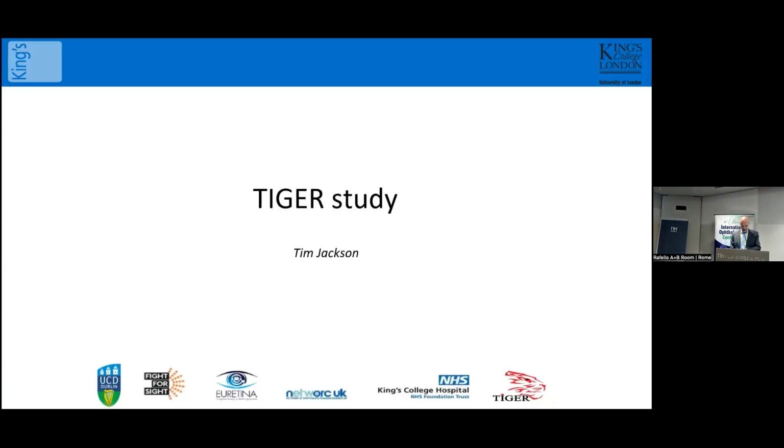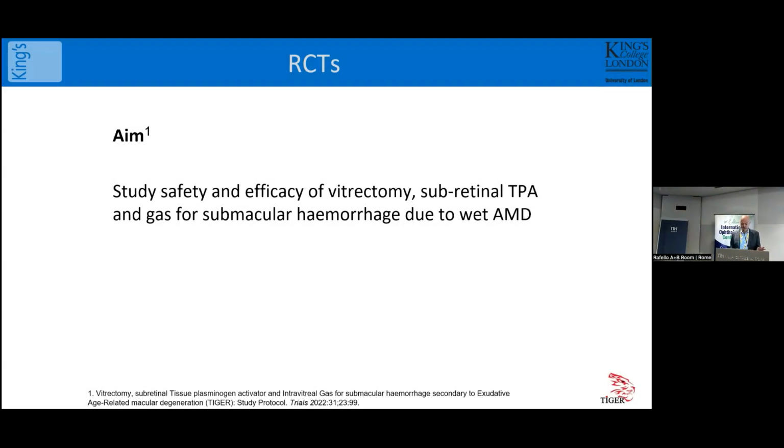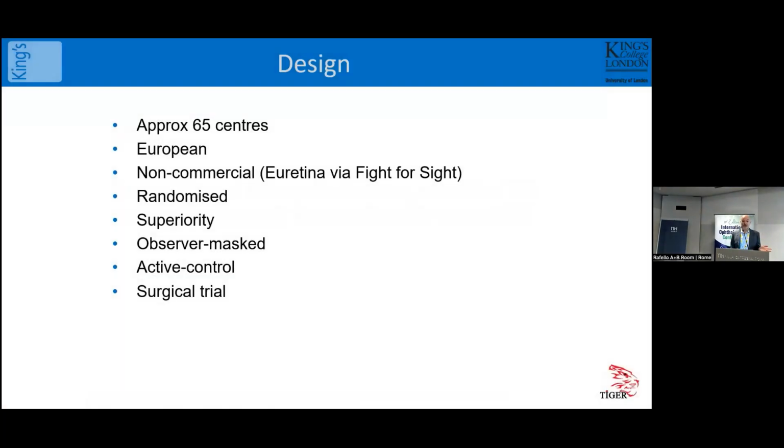So next up is the Tiger study. This is one that we did ourselves in London. It's ongoing at the minute. The aim was to look at the safety and efficacy of vitrectomy, subretinal TPA and gas, with approximately 65 centres; we're hoping to get as many as that. It's a non-commercial, randomised superiority trial. It's observer masked, active control, and it's a surgical trial, obviously.